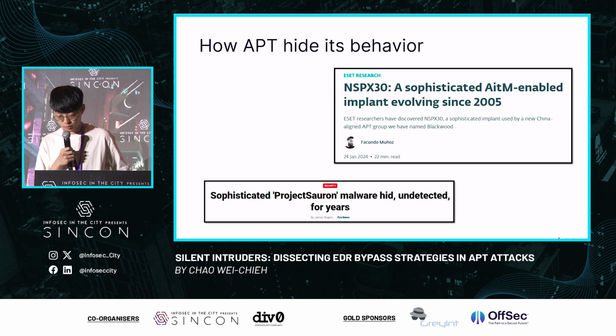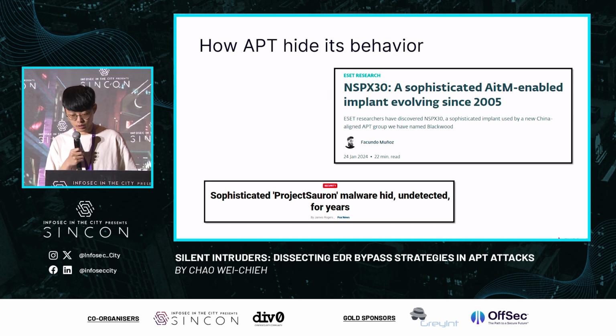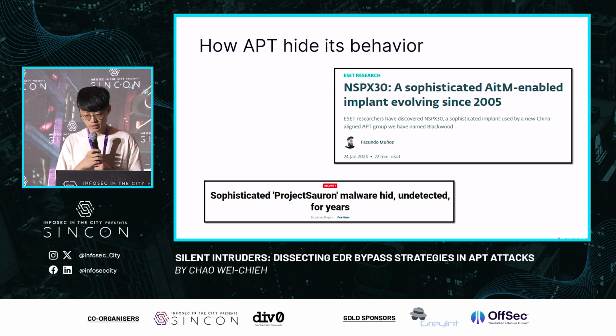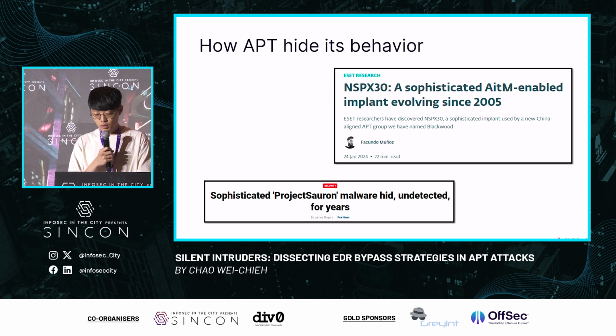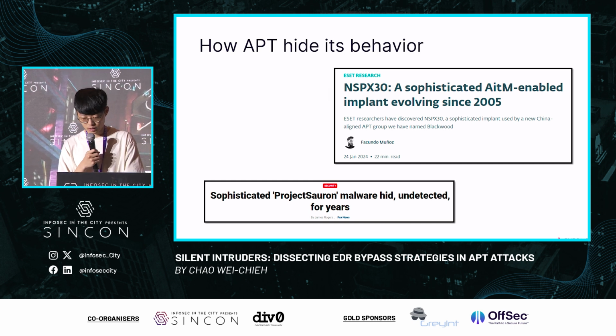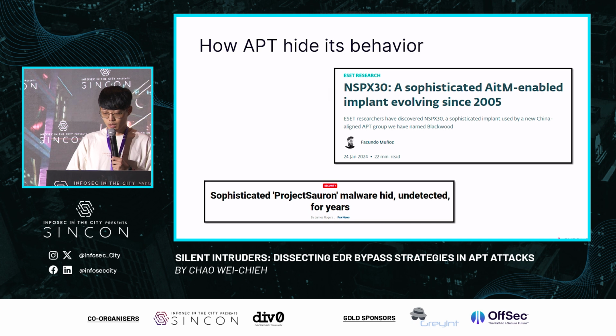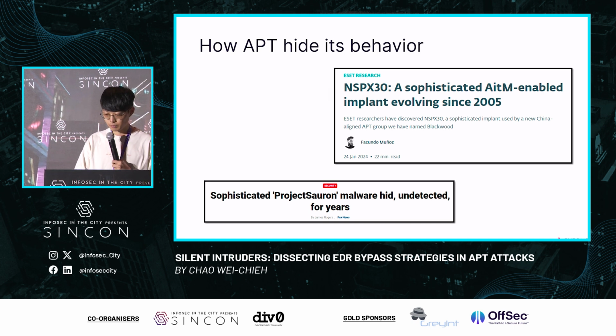First, as we all know, APT threats are very serious, and APT groups often stay hidden in the system for a long time. You may wonder why APTs can stay hidden for so long, especially since most organizations now have various security products installed in their systems, like EDR. So how do APTs bypass EDR detection?